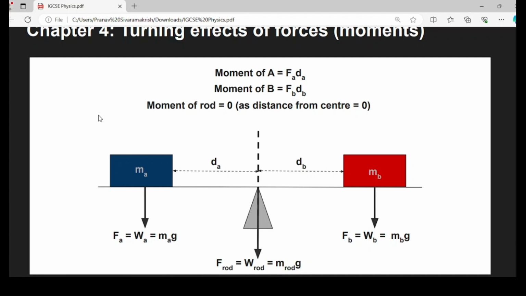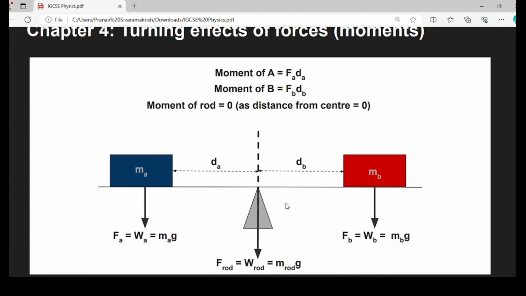But for the time being, if you have a geometrically symmetrical object and its mass is evenly distributed within it, then you can assume that its weight acts from the geometrical center of the object, which, as I've said, for A will be the center point of A, for B will be the center point of B, and for this rod, it will be the geometrical center of the rod.